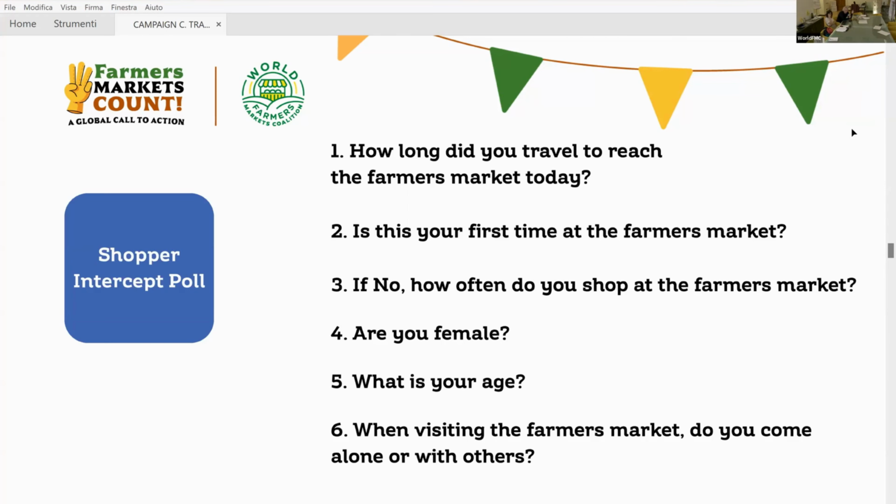So if no, how often do you shop at the farmer's market? Again, here, if they have trouble remembering, you'll have some prompts that you can ask them, like, I come weekly, I come monthly, I come occasionally. Those are the kinds of answers where we'll group them into what their answer is and how to input it.